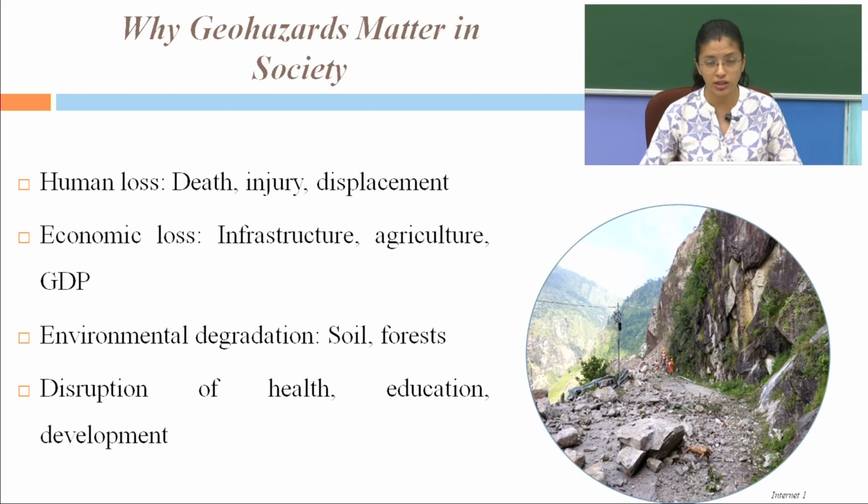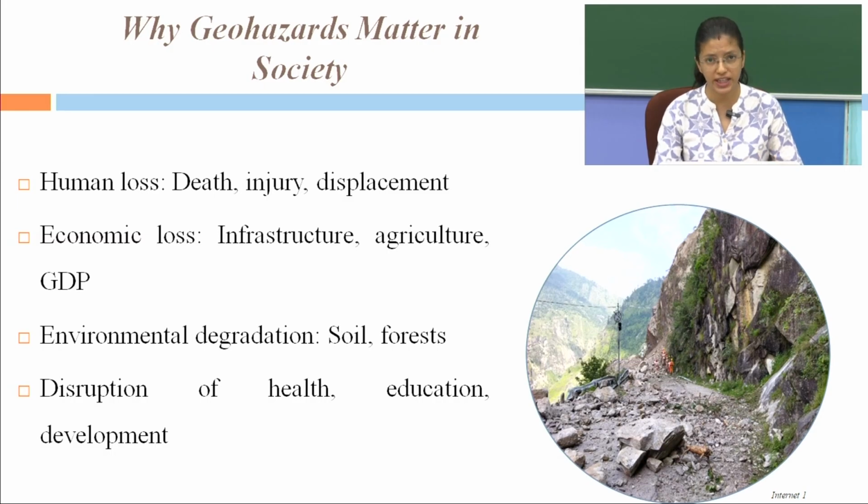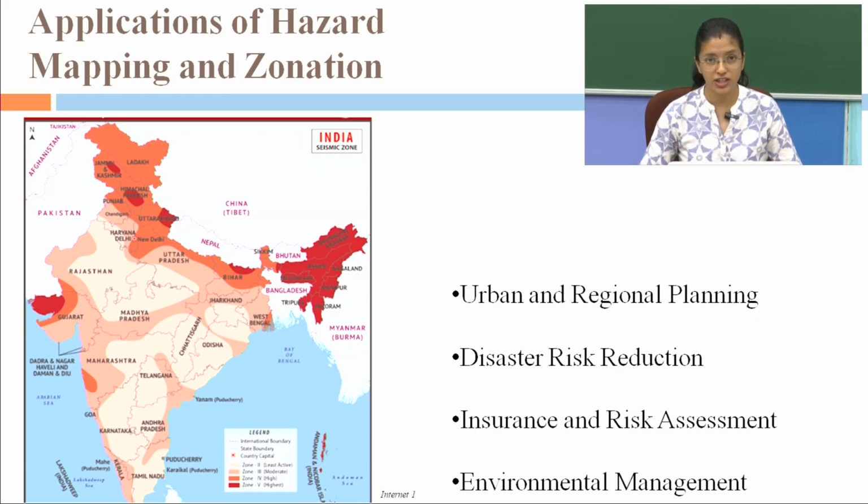These geohazards cause human loss, that is death, injury, even displacement, economic loss to infrastructure, agriculture, and even GDP, environmental loss due to degradation of land, forest, and ecosystem, and social systems such as education, health, and transport also face disruption. Therefore, assessment of these geohazards is very important for society to protect lives and property, to inform infrastructural development, to promote sustainable land use, preserve cultural and natural heritage, reduce any economic loss, and also enhance climate resilience. Now, application of hazard mapping in zonation is an important part to overcome these natural hazards.